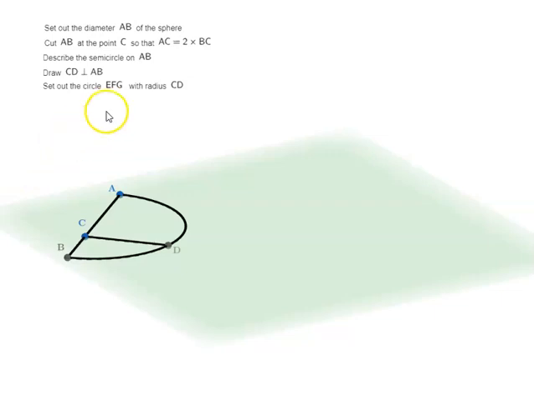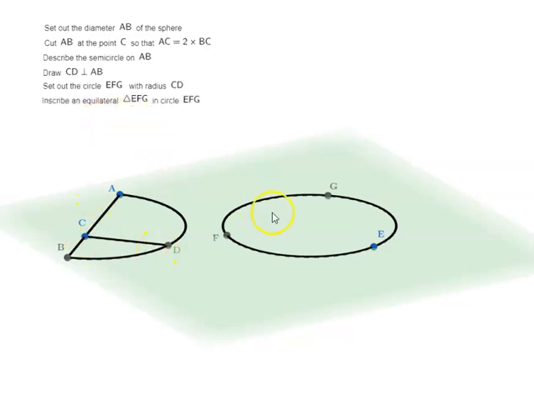Now set out the circle EFG with radius CD. And let's mark the points. EFG is the circle with radius CD. Now inscribe an equilateral triangle EFG in circle EFG. The way I have chosen these points is they will form an equilateral triangle, to avoid having too many points. Take the center H and draw EH, FH and GH.